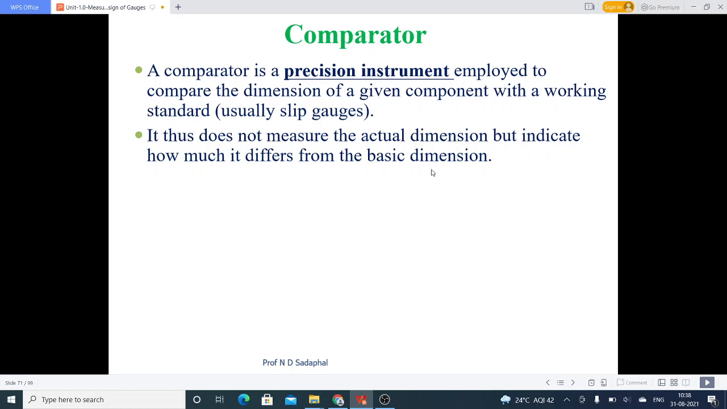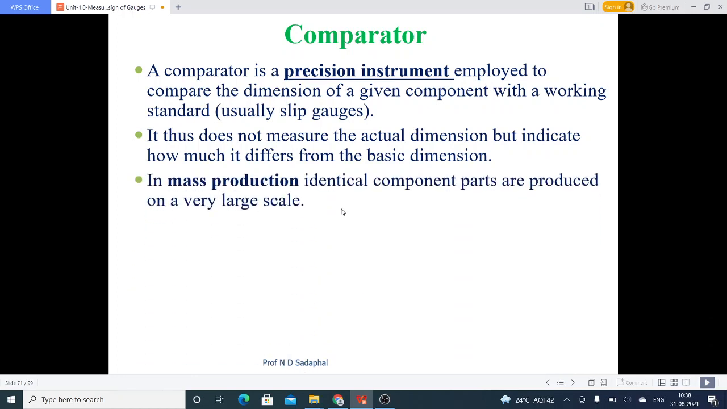So comparator is a device which is used to compare a dimension of your workpiece with the standard workpiece. The comparator does not indicate the actual dimension, remember. But it indicates how much deviation your workpiece dimensions have from the standard one. It shows only how much deviation there is in your workpiece as compared to the standard.